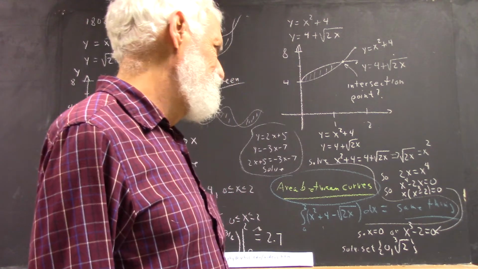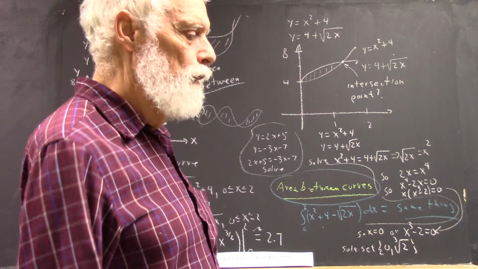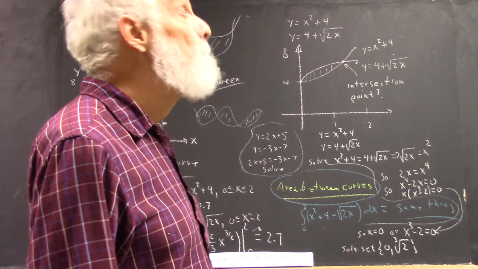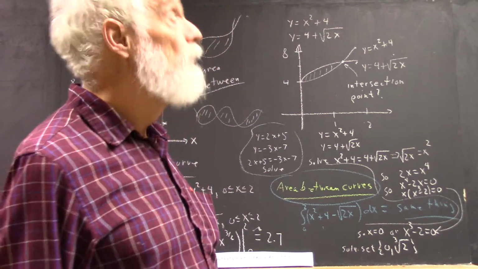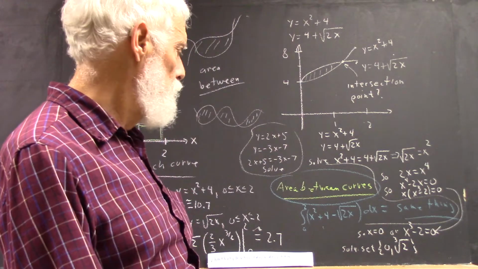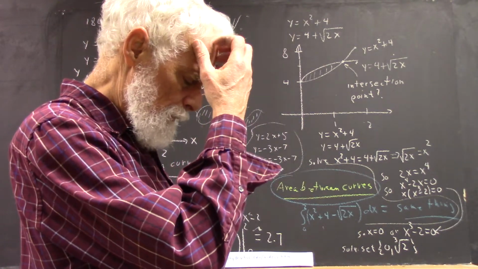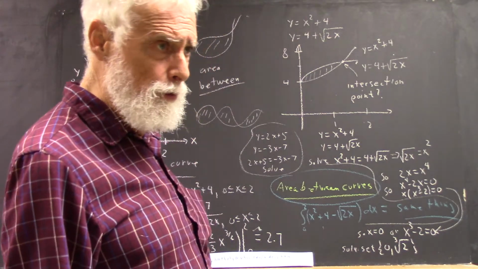You know, if you cube 1.2, it's too low. If you cube 1.3, it's too high. So I'm guessing 1.2 cubed being 1.728, I'm guessing around 1.22 or 1.23.